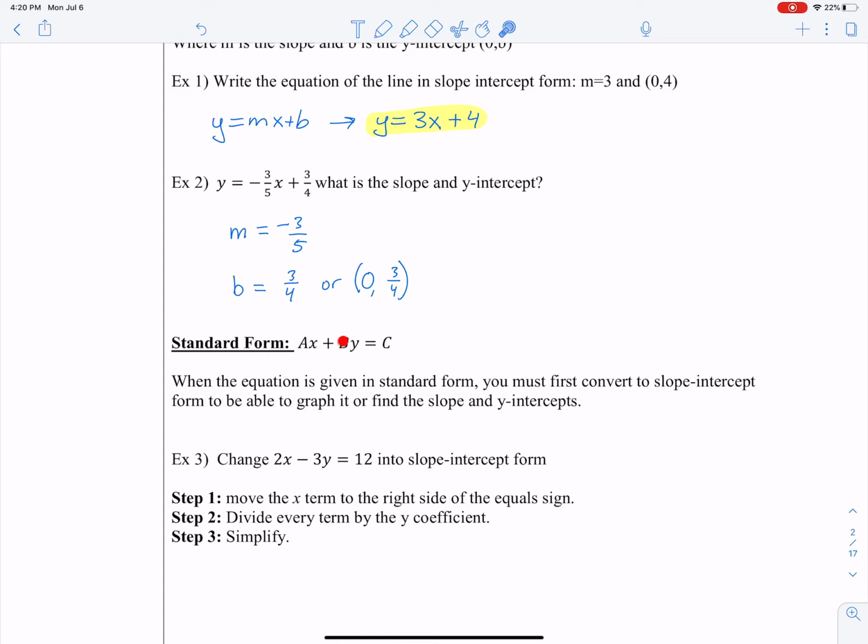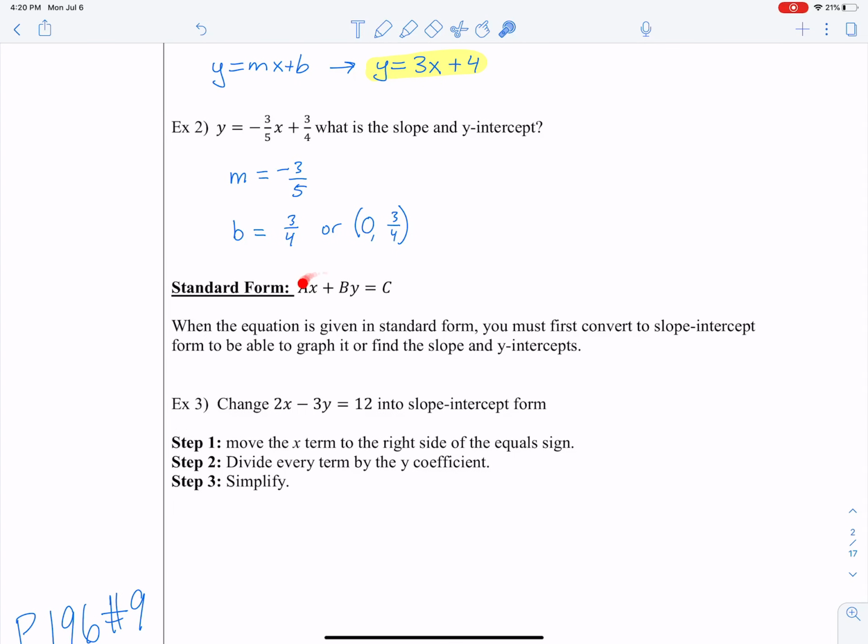Okay, so none of these, a, b, or c, will tell you what the slope is. None of them will tell you what the y-intercept is. So it's less useful in terms of direct information. So when the equation is given in standard form, you must first convert it to slope-intercept form to be able to graph it or find the slope and the y-intercepts. One thing to note about standard form is there can be no fractions in the A, B, or C.